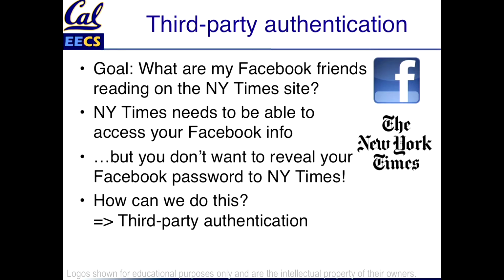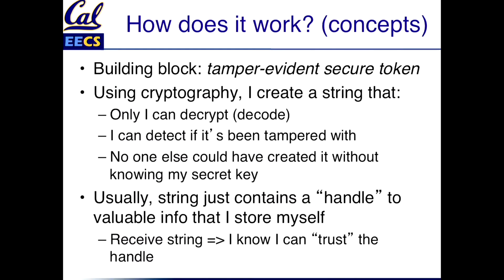So the way that we handle this case, which is increasingly the way that authentication is done today, is we use third-party authentication. So let's make sure we understand some building blocks of how this works. The first building block is what's called a tamper-evident secure token. Tamper evidence just means that there's a string that I can create that if you try to tamper with it by perturbing a few characters, it will essentially become an invalid string.